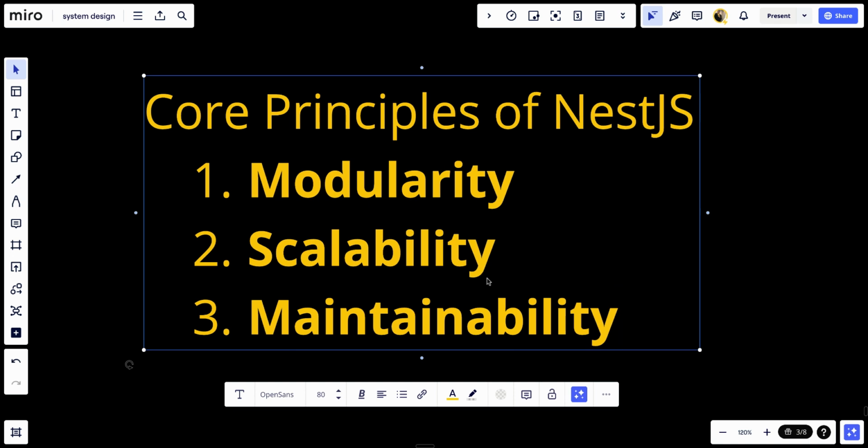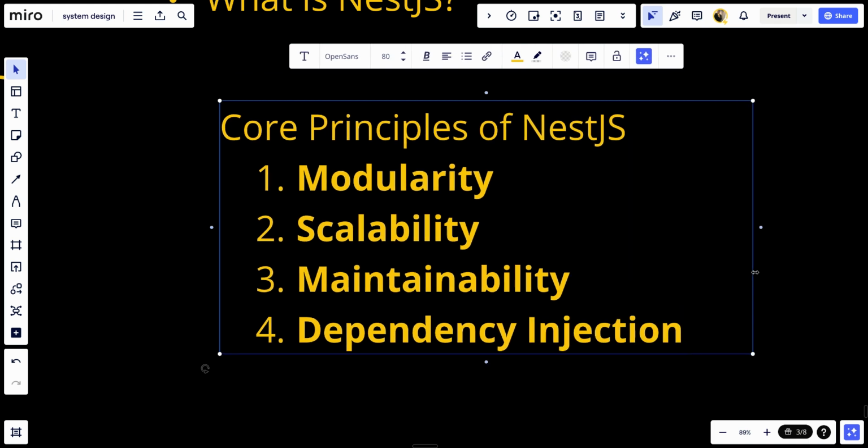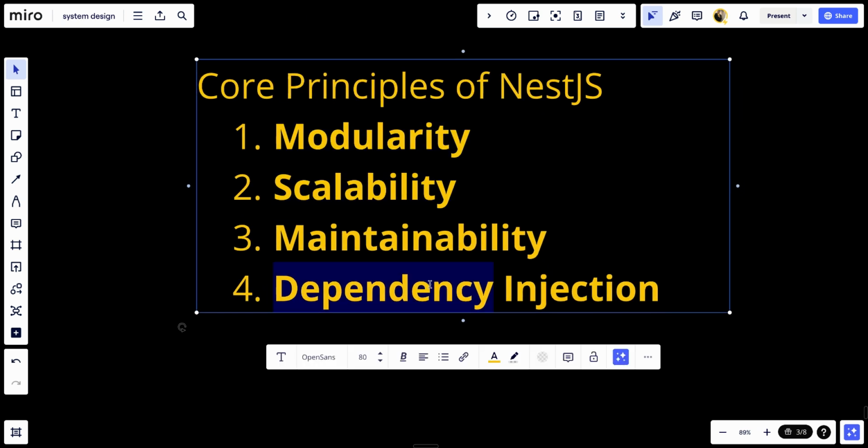And lastly, folks from Angular know about that, which is dependency injection. If you don't know what this means from all the four points, we will create a video for each one of them. So the dependency injection: NestJS uses a powerful dependency injection system that makes it easy to develop loosely coupled components. This is crucial for creating a scalable and testable application.